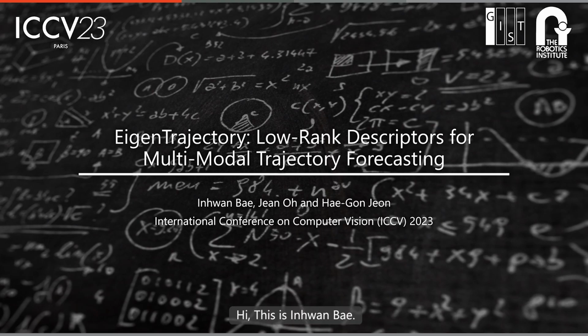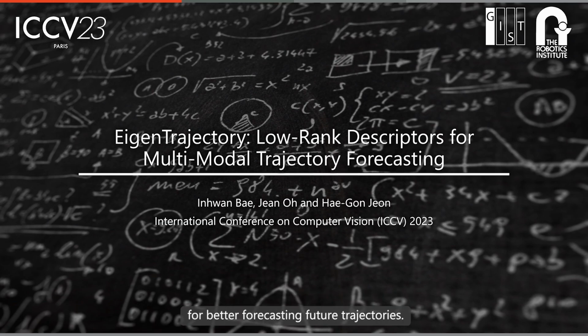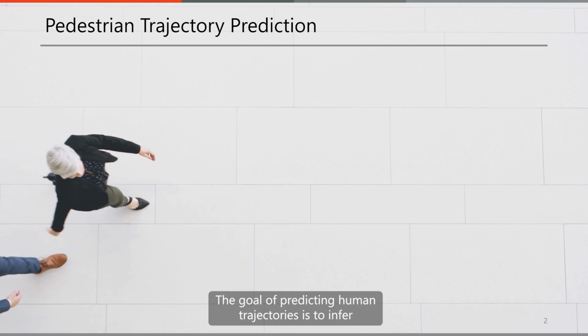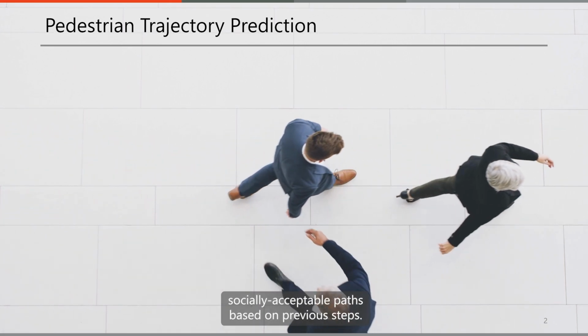Hi, this is Bae. In this video, I am presenting the low-rank approximation-based approach for better forecasting future trajectories. The goal of predicting human trajectories is to infer socially acceptable paths based on previous steps.